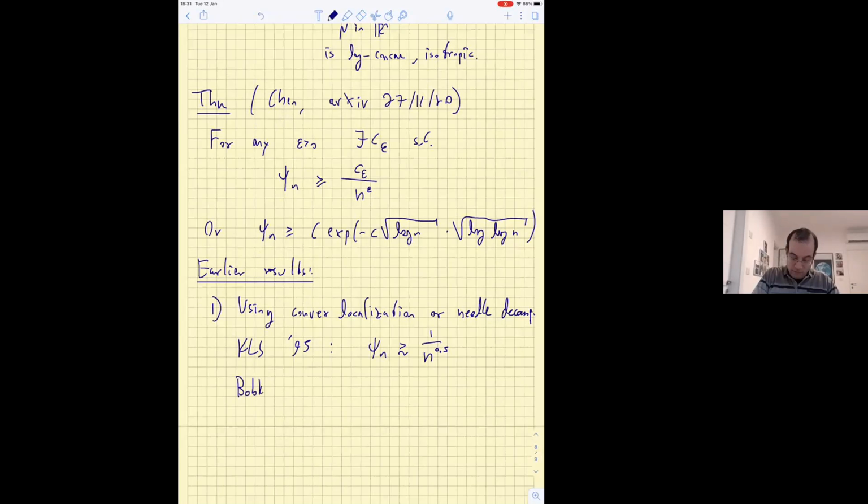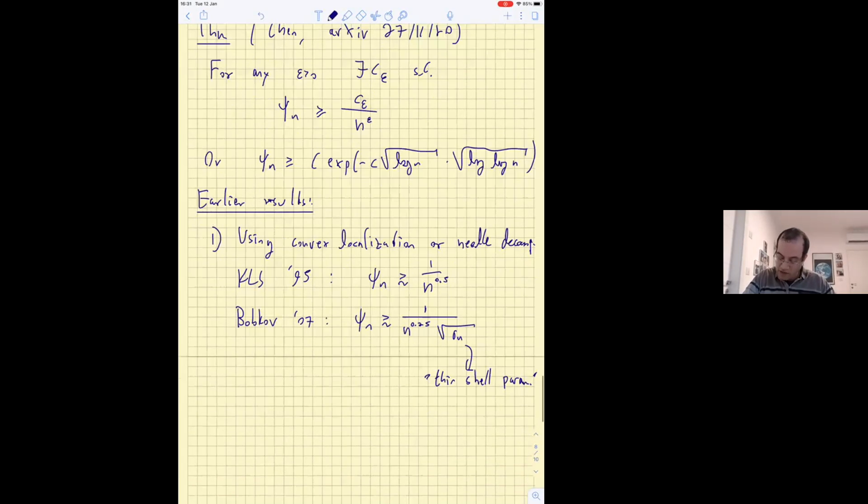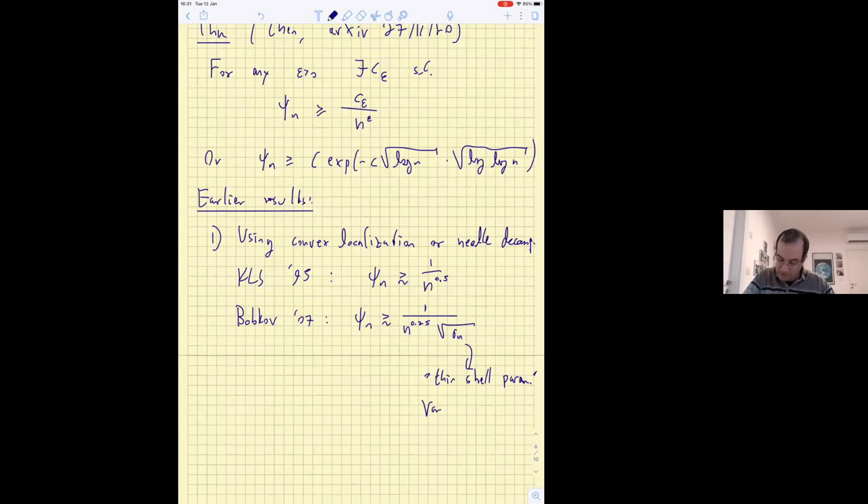Bourgain used the same method in 07 and got a bound which was in terms of certain parameters. It was n to 0.25 times root of a parameter called sigma n. Sigma n is a certain parameter, which is called the thin shell parameter. The thin shell parameter, just for the record, is the root of the variance of the Euclidean norm of a random vector x, if x is log-concave and isotropic. So the maximum thing in R^n.